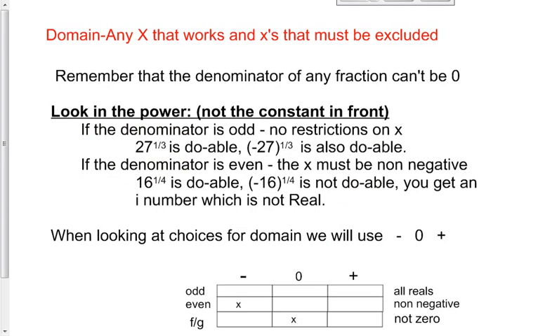All right, so now we have to talk about this domain stuff. Remember, domain is referring to any x number that works in the function and also x's that must be excluded. We're going to be looking at fractional powers, so we do have exclusions on things that do not work in your x number. And here's the other thing we want to remember. Anytime you're dealing with the fraction f of x divided by g of x, you cannot have 0 in the bottom. You're dividing by undefined. That doesn't work.